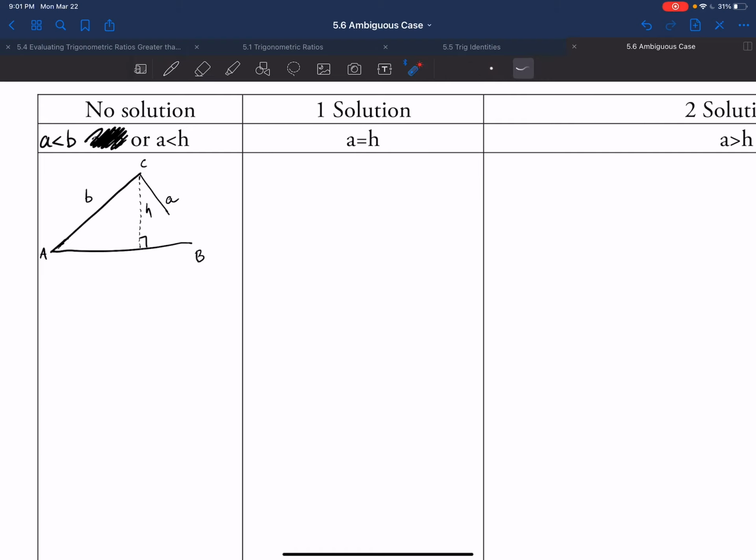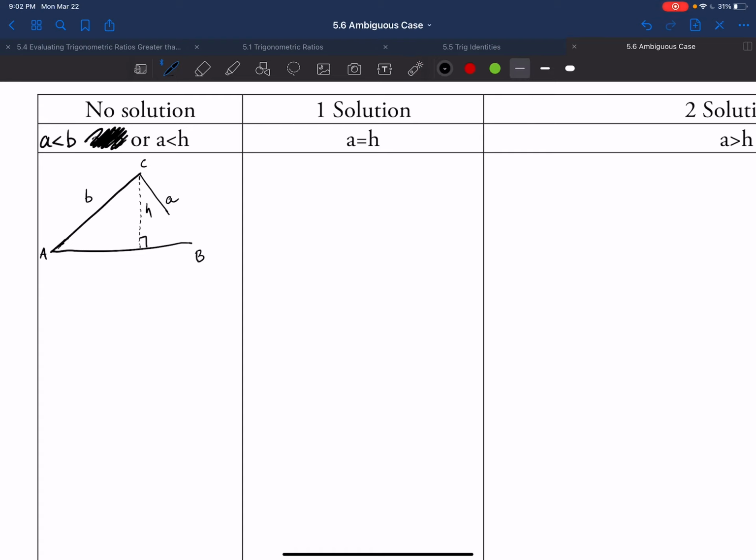If A is less than the height, so this side is less than the height of the triangle, there's no way that this side would be long enough. If I swung it around like this, there's no way it would be long enough to reach the third side. So no matter what angle C is, whether it was this big or this big, whatever angle it is, it's not long enough to reach that third side because it's less than the height. So that would mean no solution. You cannot make a triangle out of that.